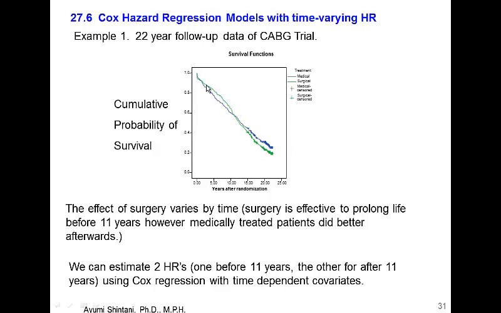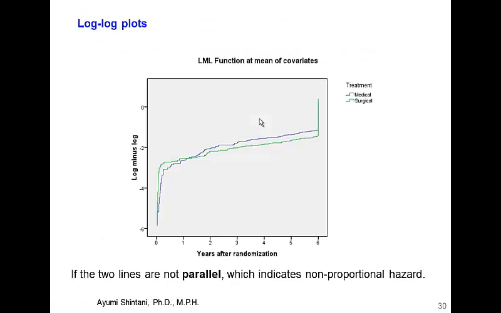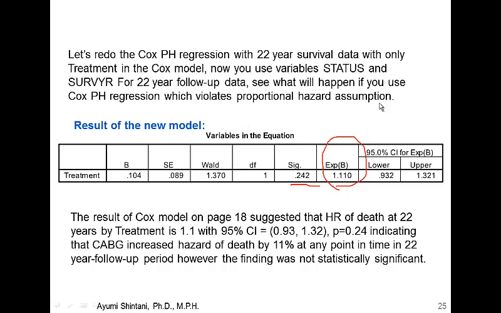As you see, survival by CABG is better for the first half of the study period. Then the CABG group actually did have worsened survival for the second half of the study period. So if you compute a Cox regression for the effect of CABG, you will miss the effect of CABG. With a regular Cox regression you have a hazard ratio of 1.11, which indicates CABG increased risk of death by 11%, and which was not statistically significant.